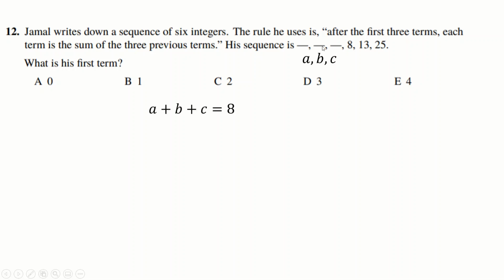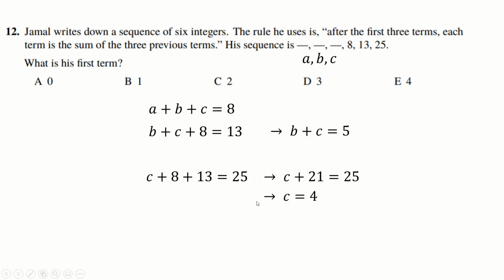But also, that continues, right? So B plus C plus 8 is 13. And also, C plus 8 plus 13 is 25. Now C plus 8 plus 13 is 25. Again, add 8 and 13 first, then take away, and we get C is 4. If you know C is 4, this gives you that B is 1, and if you know C is 4 and B is 1, that gives you that A is 3. And we get our first term being 3.